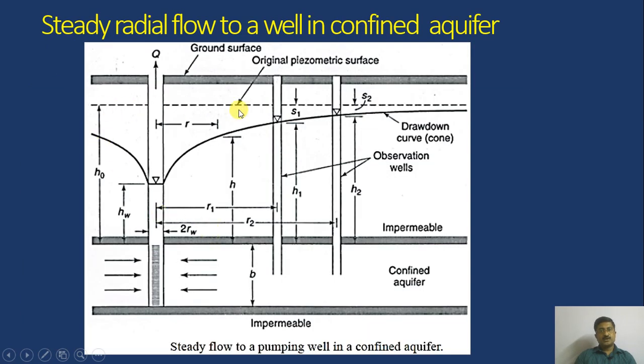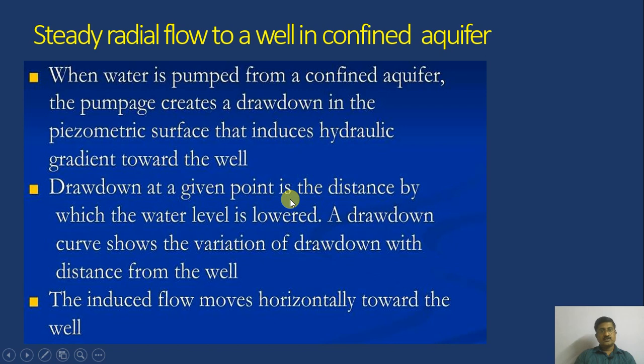So we have seen all these terminologies. Now, how are the equations formed for steady radial flow to a well in a confined aquifer? When water is pumped from a confined aquifer, the pumpage creates a drawdown in the piezometric surface that induces a hydraulic gradient towards the well.